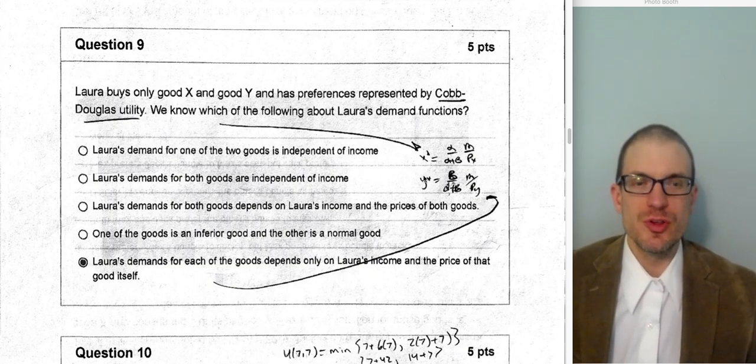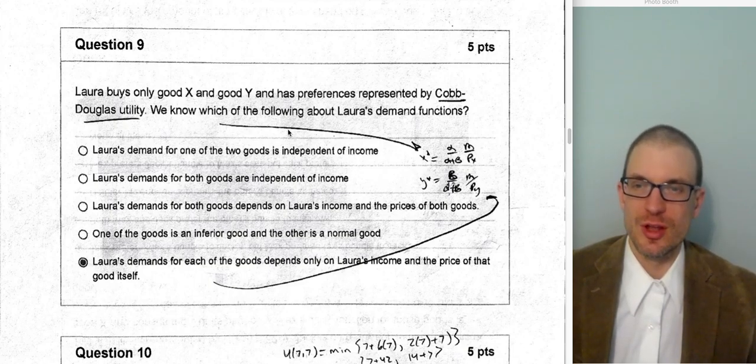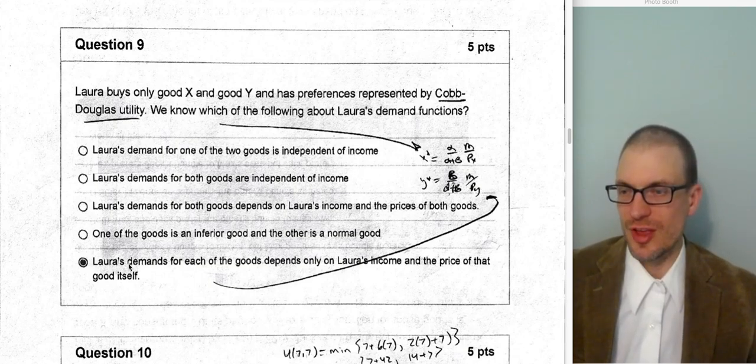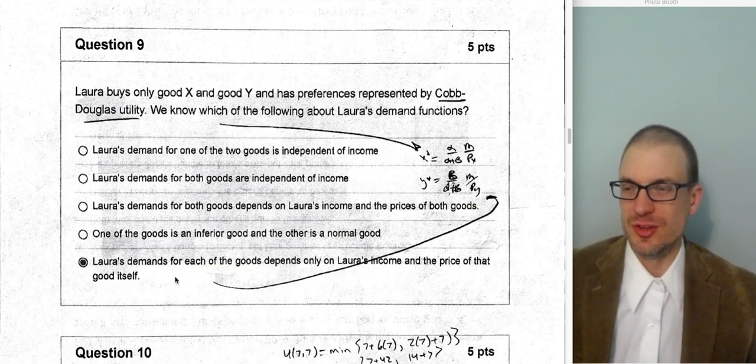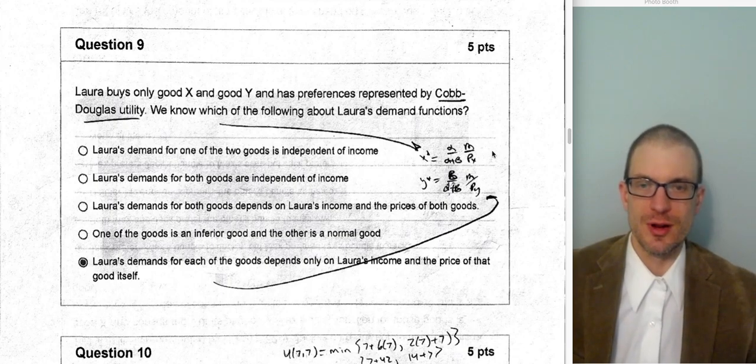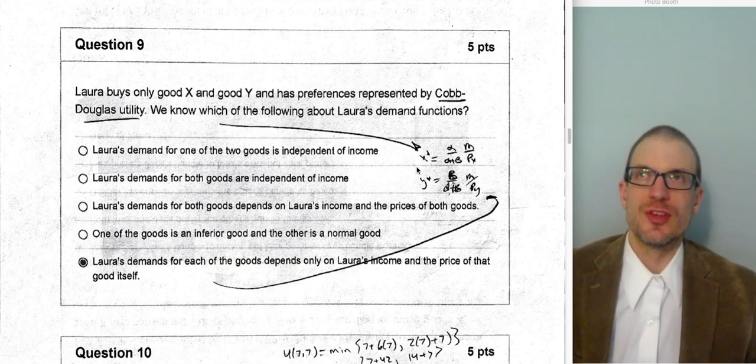Where did this come from? Well, you could set up the Lagrangian, or you could do the standard Cobb-Douglas utility maximization problem and recover the Marshallian demands. Basically, we're just asking about Laura's demand functions. The demands for the goods depend only on Laura's income and the price of the good itself. We've gone over this quite a bit in class. Notice Laura's demand for good X is going to be a constant share of Laura's income. Sorry, Laura's expenditure on good X is going to be a constant share of Laura's income.